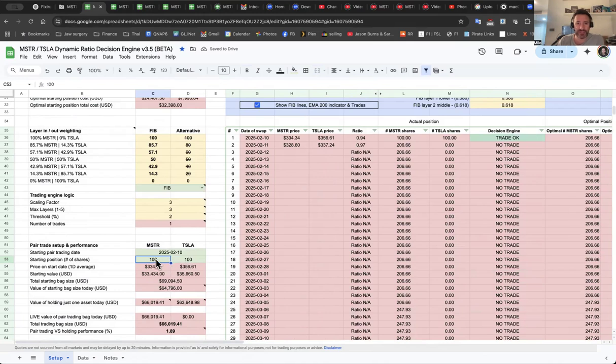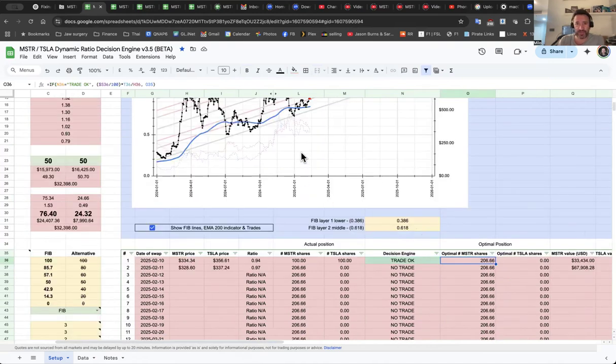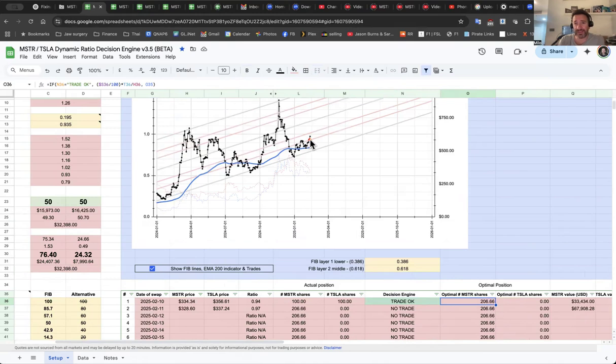So we start with 100 shares of each, and then you've got 100 shares here, 100 shares here, and straight away it's saying you should be trading. So you basically sell. It's saying you should sell all your Tesla and buy 100% MicroStrategy. That's because right now we are quite near the bottom of the range. So again, you might want to tweak this to try and pull this trade alert down.